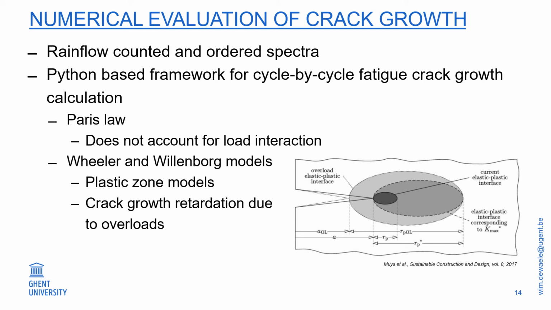Shortly expressed, if you apply an overload at the moment that the crack is here at the dotted line, you get a plastic zone, shown by the light gray area. And when the crack starts to grow, for every subsequent load, you will have a certain plastic zone region again, the dark gray area. But as long as this zone is within the overload zone, crack growth is retarded.